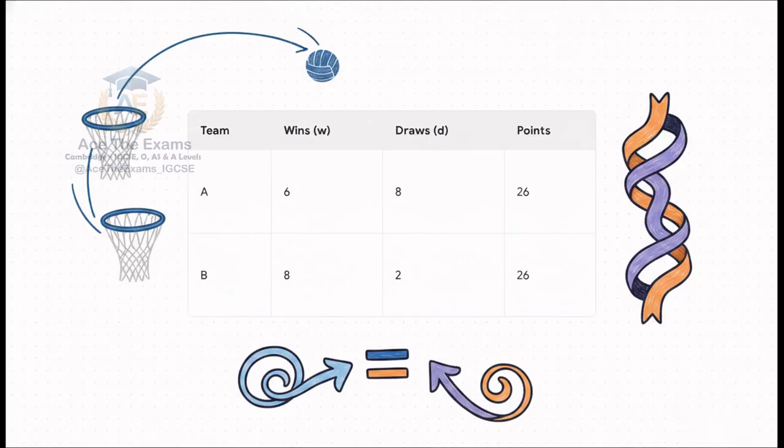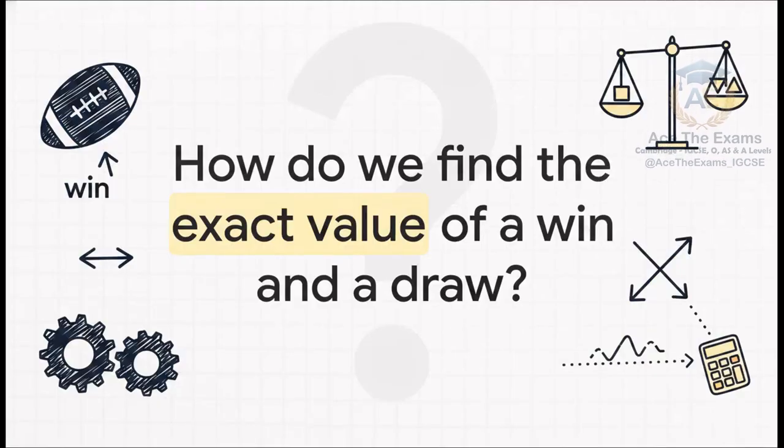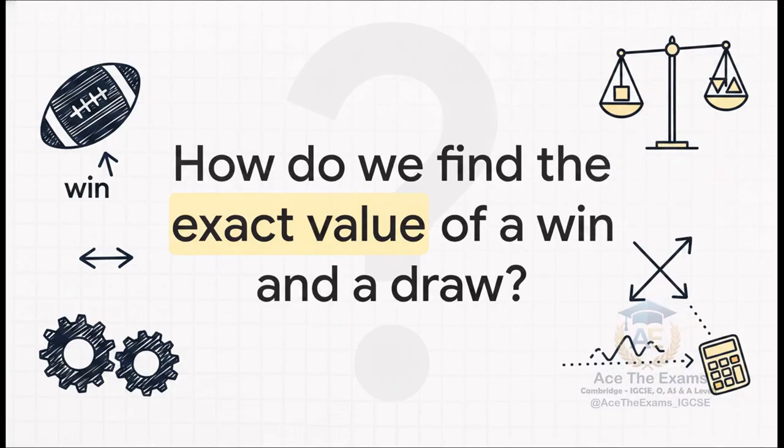And this brilliantly illustrates a real-world example straight from our source material. Check out this scenario. We've got 2 rival netball teams, and they have completely different game outcomes. Team A won 6 games and drew 8. Team B won 8 games and drew 2. Yet, despite taking these totally different paths, they somehow ended up tied with the exact same final league points, 26. So this leads us to a really fascinating question. Based solely on those stats, how do we find the exact point value of a single win, let's call that W, and a single draw, which we'll call D?